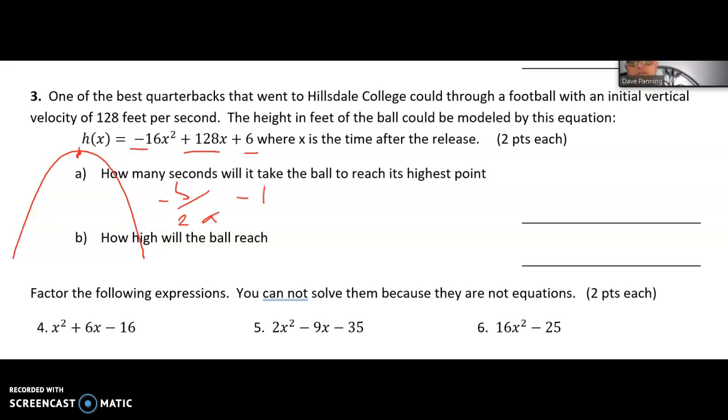So we're going to have b value is -128 over 2 times a. Well, 2 times -16 is -32, and that comes out to be exactly 4 seconds. Okay, now some of you had 3.99 seconds, and that's because your calculator sometimes goes back and forth a certain number of times and it doesn't hit it on the exact correct point, but it would be exactly 4 seconds. So then the question is, well, how high will the ball be at that time? So in 4 seconds, we're just going to plug 4 into this equation for the x value.